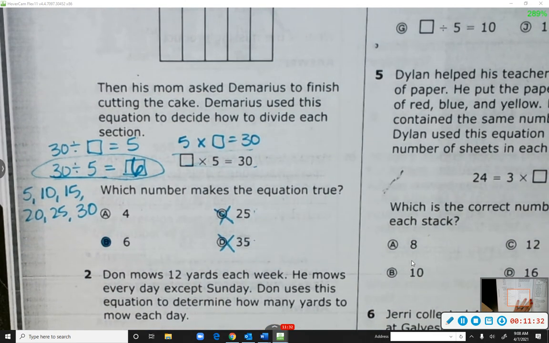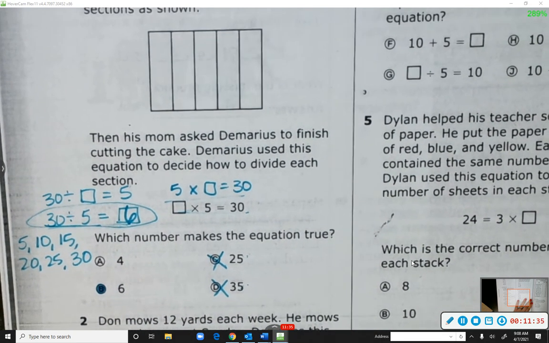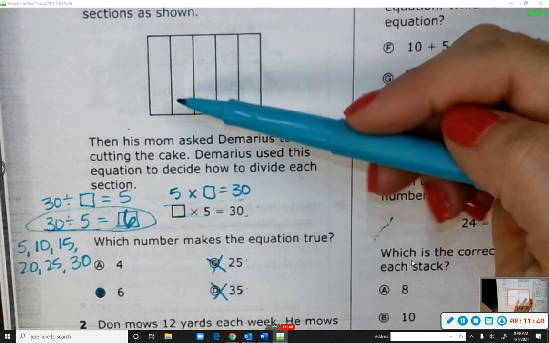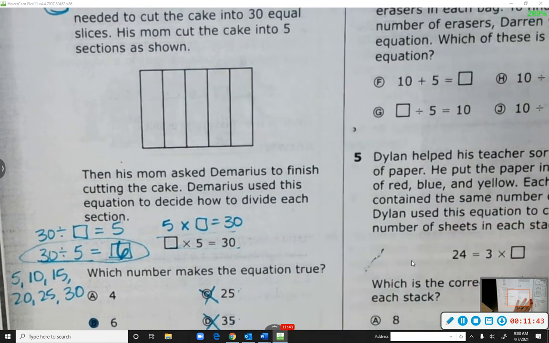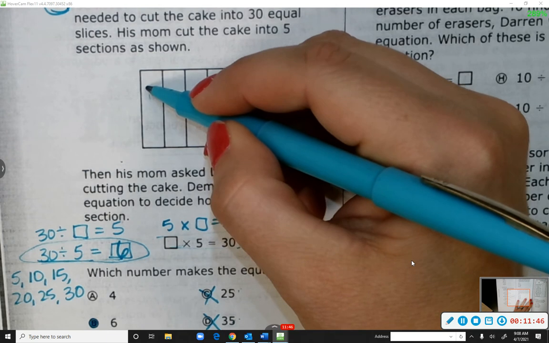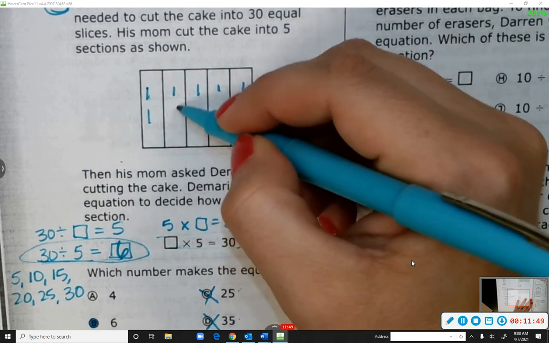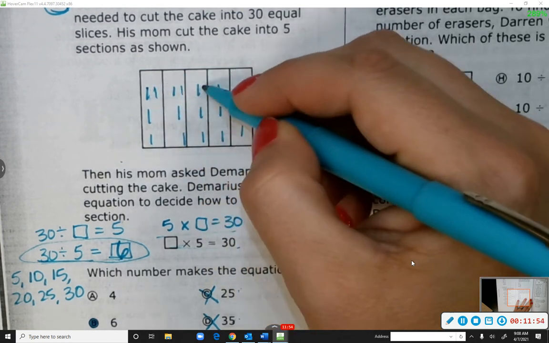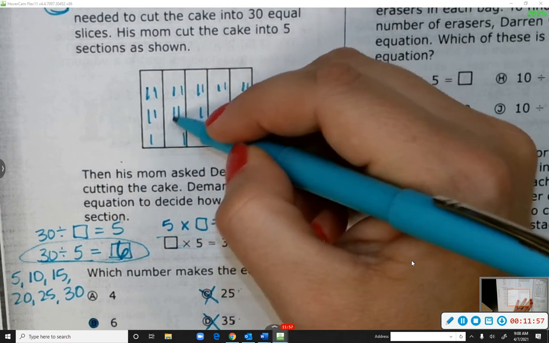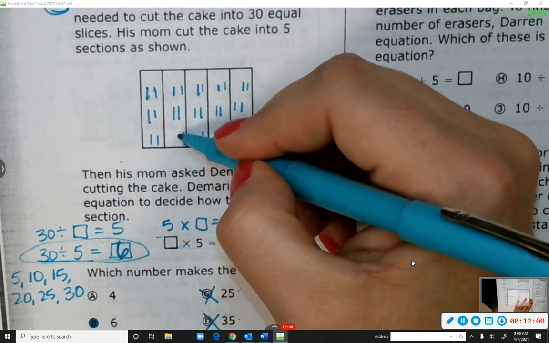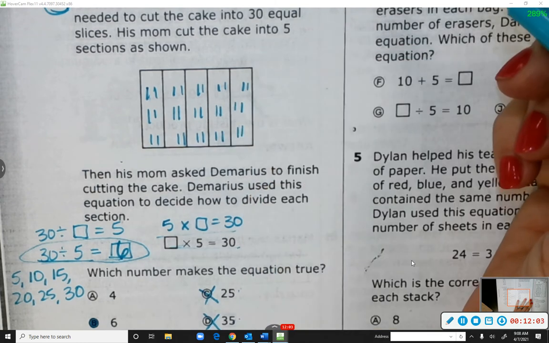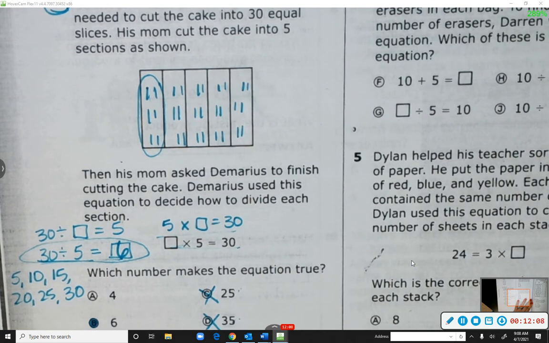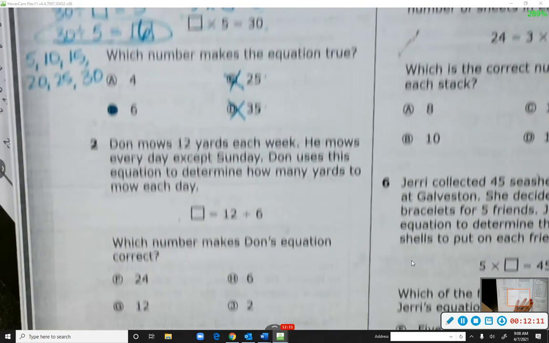Okay. Did anybody try to do something else? What did you do, Bryson? You put dots in the chart, so you treated these 5 rectangles like 5 boxes. So that's 1, 2, 3, 4, 5, 6, 7, 8, 9, 10, 11, 12, 13, 14, 15, 16, 17, 18, 19, 20, 21, 22, 23, 24, 25, 26, 27, 28, 29, 30. And each box still ends up with 6. Okay? Good, Bryson.